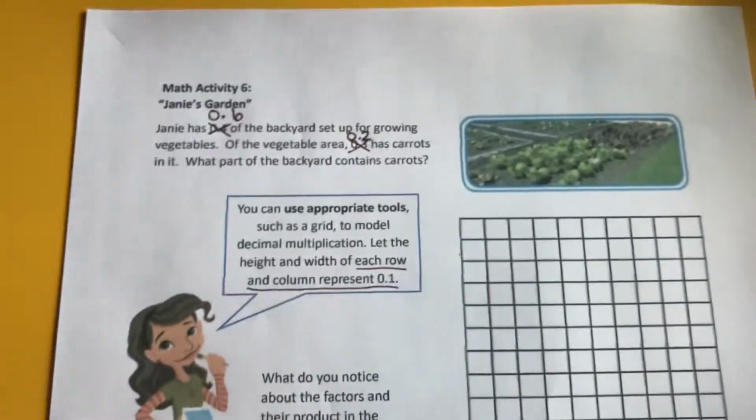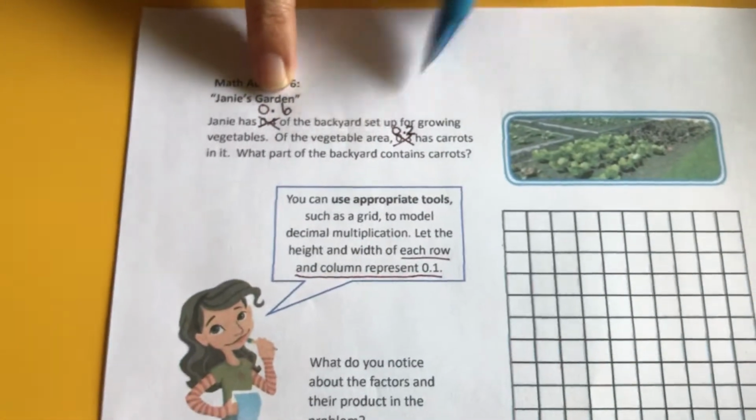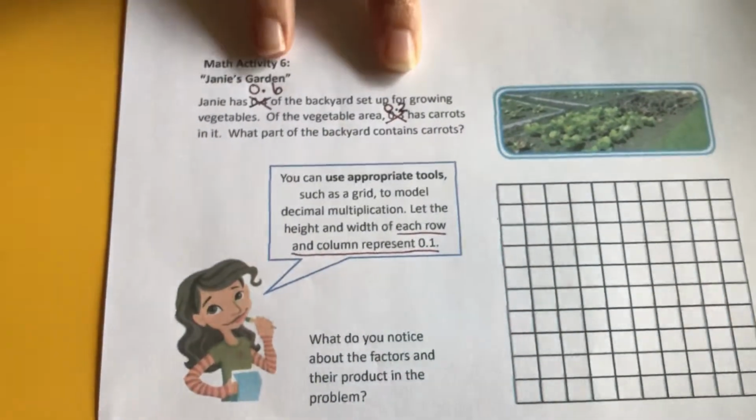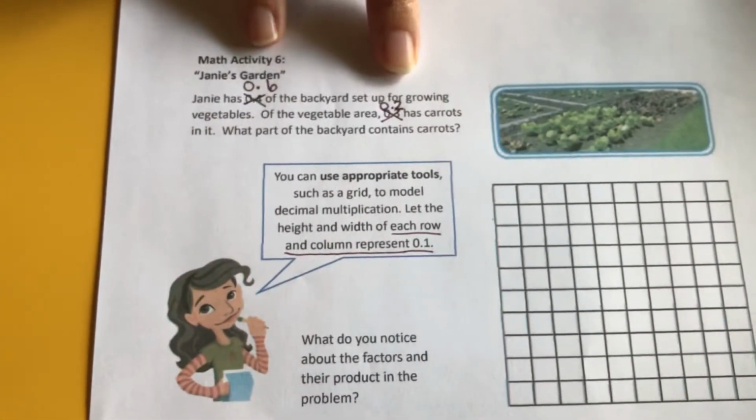Math activity 6. What I've done for this is I've changed the numbers so that I can do one for you without actually solving this problem for you, because I want you to do the original one.